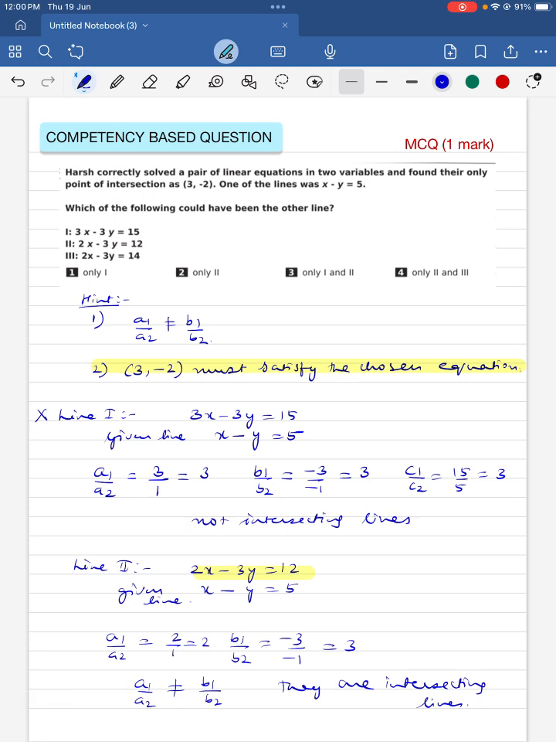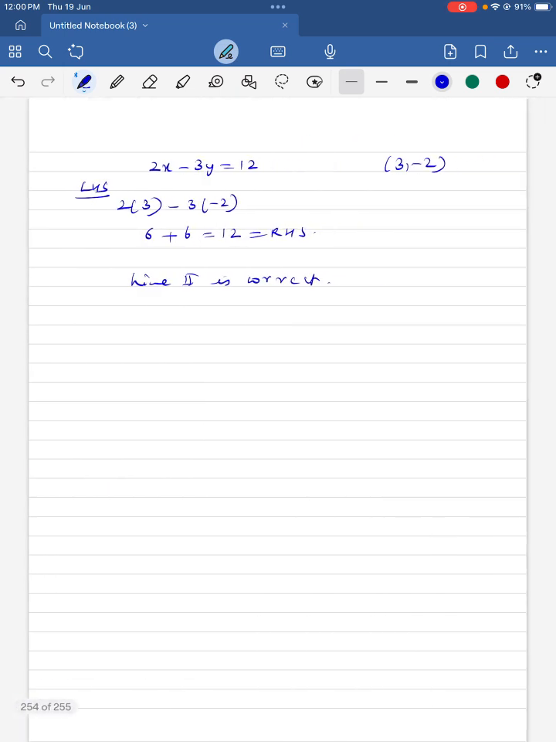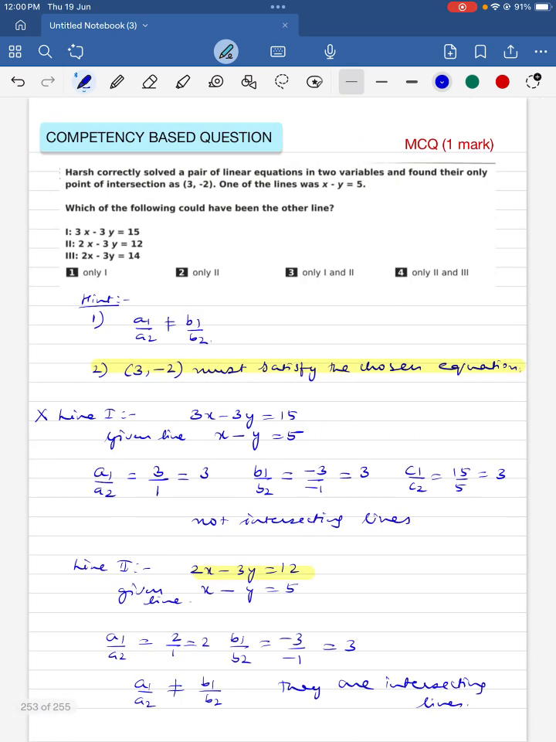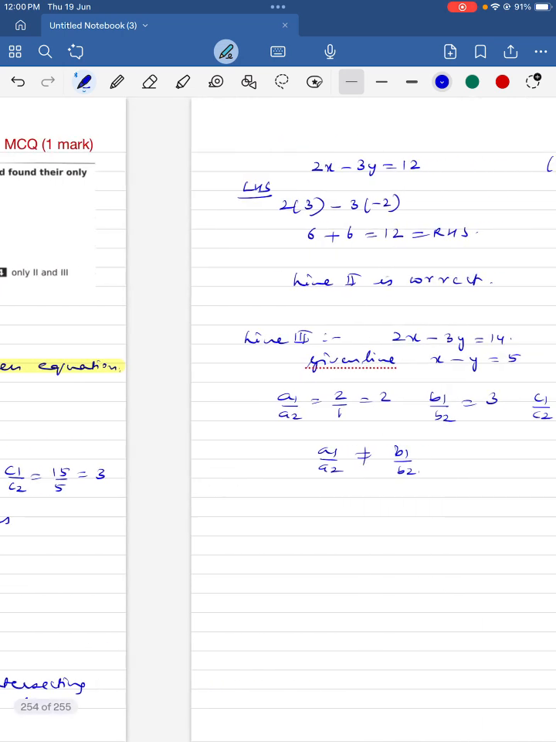But since we have these options where only 1 and 2 or only 2 and 3, we have to make sure that 3 is a correct option. Check if 3 is a correct option or not. So let me try out line 3. Line 3, we know the given equation is 2x minus 3y equal to 14. And the given line in the question was x minus y equal to 5. So if I find out a1 by a2, I'll get 2. b1 by b2 I know is equal to 3. And c1 by c2 I know is equal to 14 by 5. So here clearly a1 by a2 is not equal to b1 by b2. So this could be a correct option. But like I told you before, we have to check if (3, -2) satisfies this equation or not.